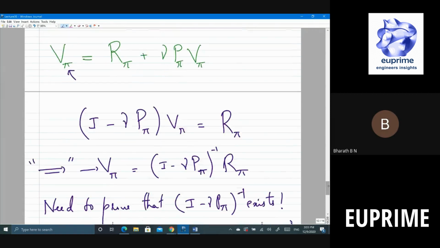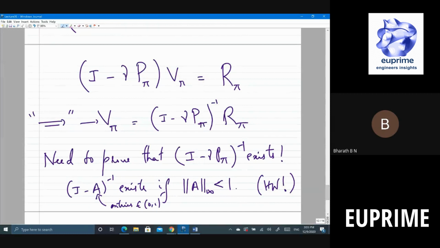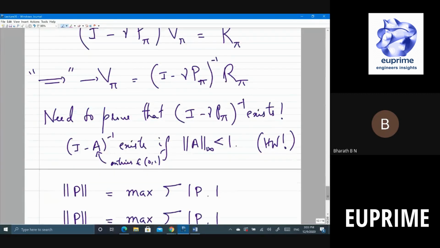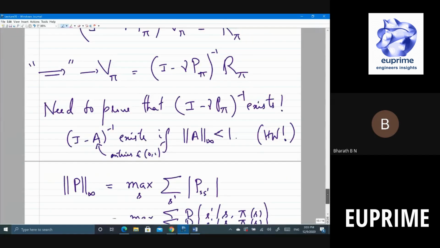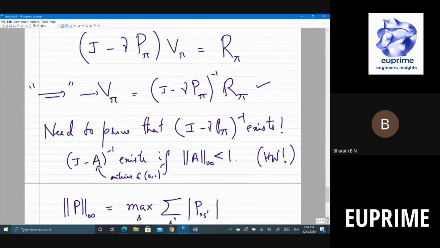Subsequently, we also saw when we can find V pi, right? That is, V pi is I minus nu times P pi inverse times R pi. Essentially, whenever this matrix inversion or the operator inverse exists, then we can find V pi through this inversion. In the last class, we showed that the inverse exists in this case, and therefore you can find the value through this equation. So that's where we were.